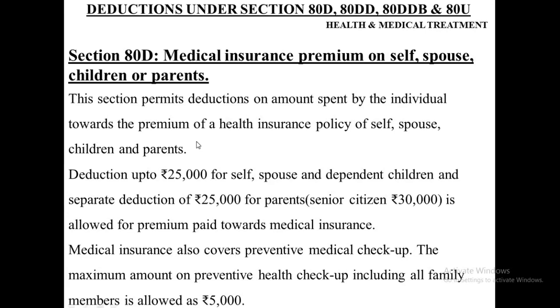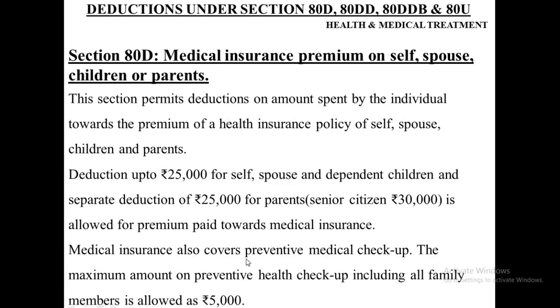Then what will be the amount of deductions? Under 80D, deductions up to 25,000 for self, spouse and dependent children, and separately an extra 25,000 for parents. That means for self, spouse and children it is 25,000, and for the parents it is a separate 25,000. If the parents are senior citizens, that means above 60 years, instead of 25,000 the maximum deduction allowed as health insurance premium will be 30,000.